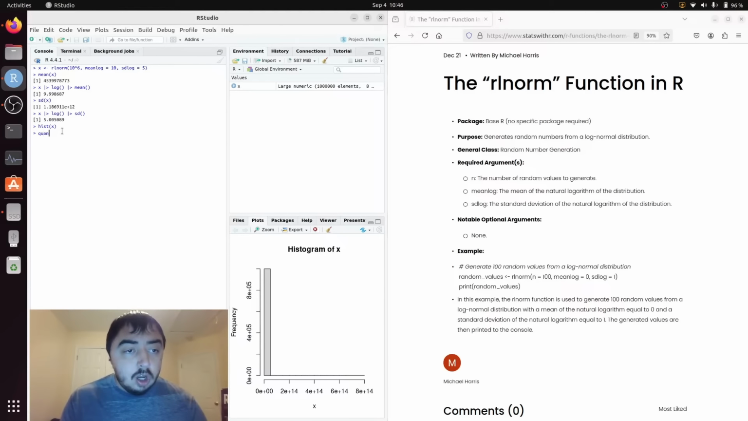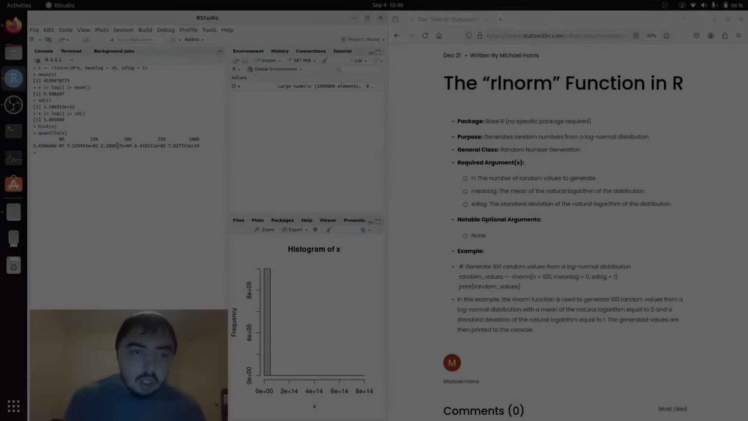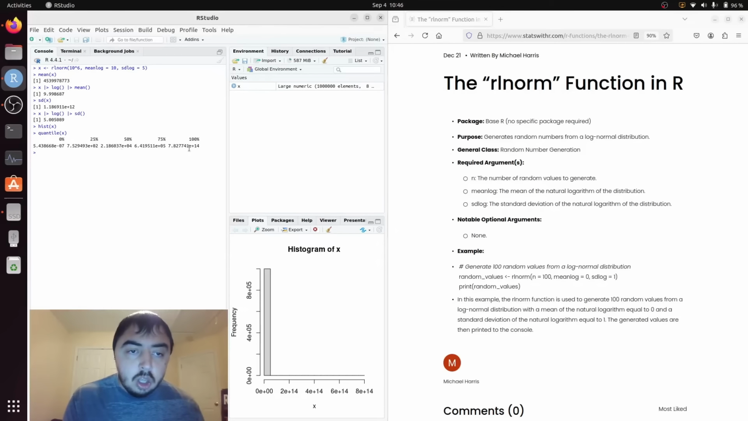How about quantile? That should tell us something. Okay, so we have values really close to 0, around 100, that'd be 10,000 of course, and then extremely large values, which is expected in the log normal distribution, of course.